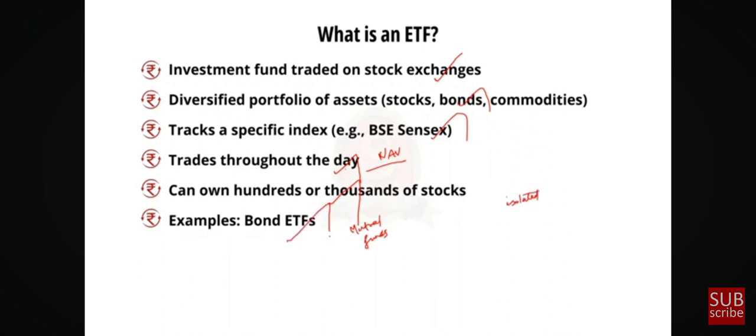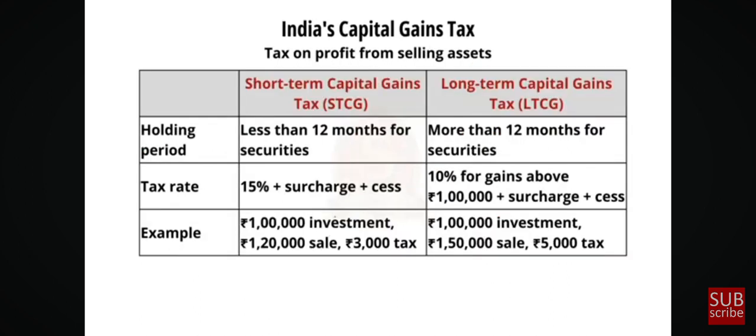Now we will see what the advantages of exchange traded funds are. First is diversification. These ETFs provide exposure to a broad range of assets. They also reduce the risk associated with individual securities. Next is liquidity. ETFs can be bought and sold throughout the trading day at market prices. The next advantage is that they have a lower expense ratio compared to mutual funds.